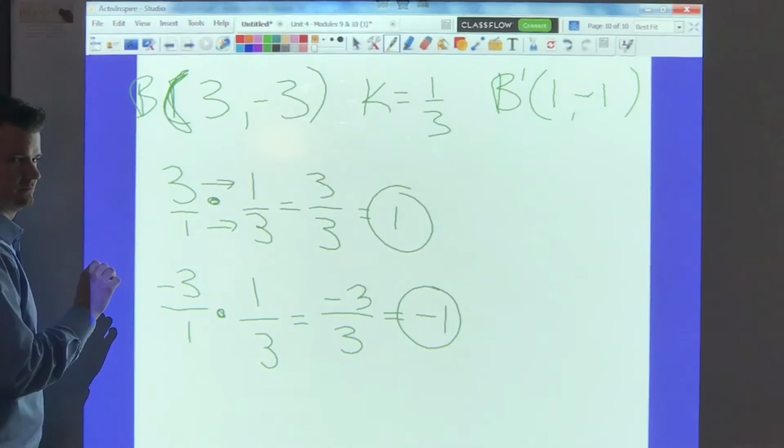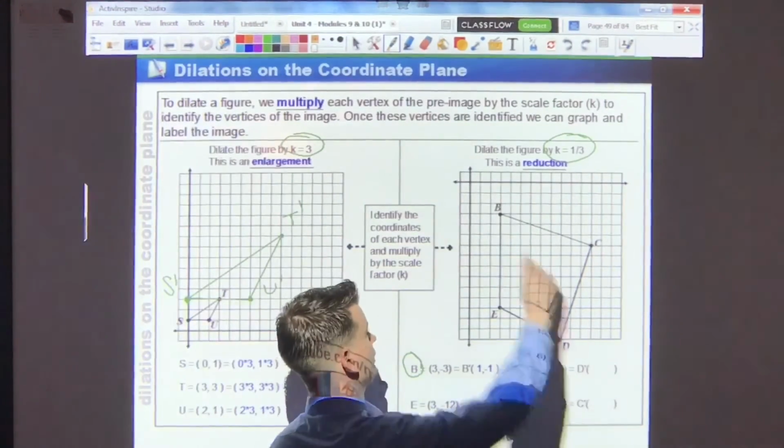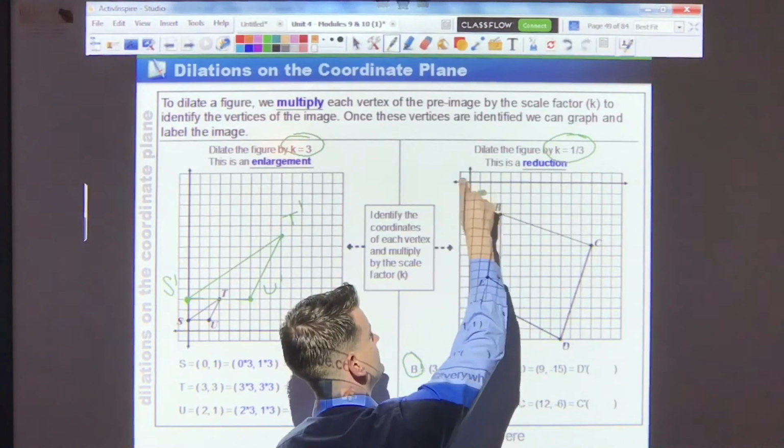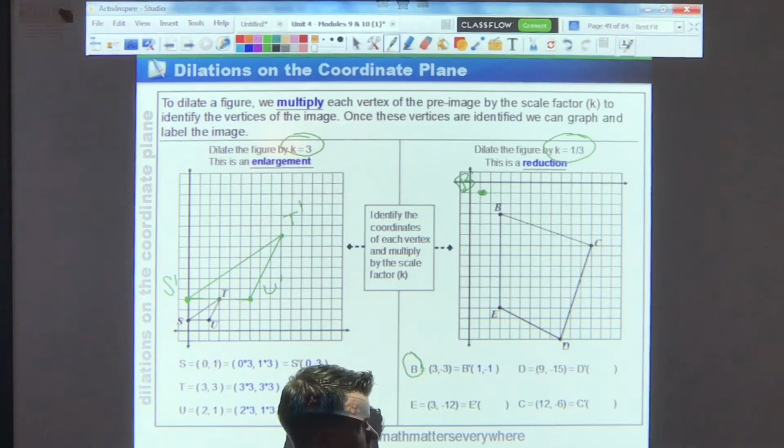We got it? Okay. All right. So we know that this is 1, -1. We're going to graph that right there at B prime, 1, comma, negative 1. Anybody work ahead and get into the other coordinates? I think I have D. Okay, what do you think D prime is? 3, negative 5. Perfect. 3, comma, negative 5.